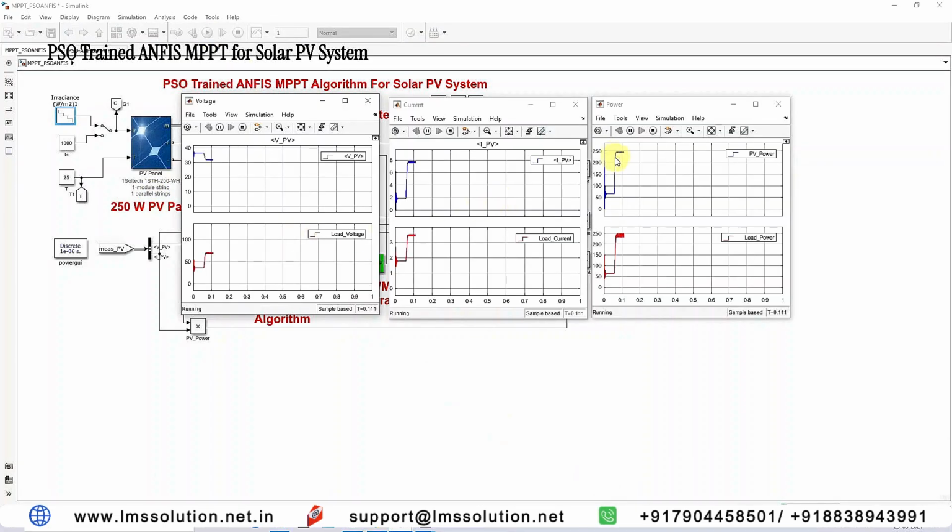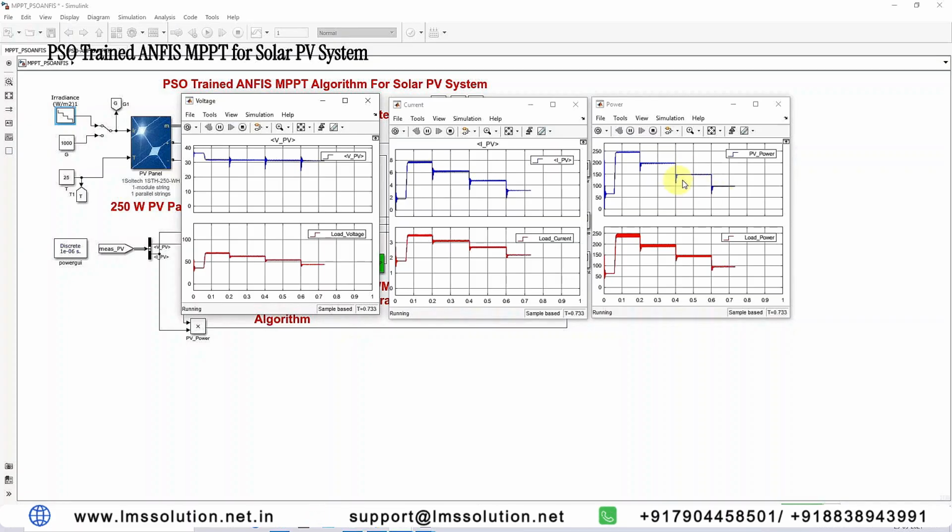Here the PV panel extracted the maximum power point because of the PSO trained ANFIS MPPT. And then after 0.2 second, the irradiation changed to 800. You can see that here also the maximum power is extracted at 800 watts per meter square, maximum power around 200 watts. And then because of change in irradiation from 800 to 600, for 600 watts per meter square, the maximum power is around 150. So here you can see that it is extracted effectively.